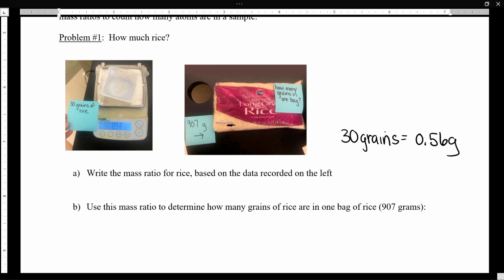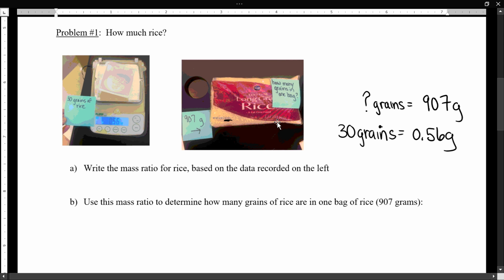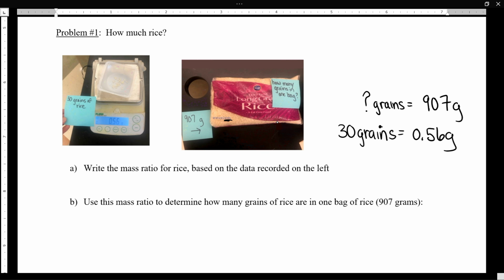This gives us a relationship between the number of grains and the mass. We're going to use this relationship to figure out how many grains are in a 907 gram bag. There are different ways of showing this work mathematically, and they're all good as long as you are showing your work and labeling units. I'll show you an example of how you might go about doing this, and you might have a different way, but make sure you're showing your work and labeling those units. You see this relationship here, 30 grains is 0.56 grams.